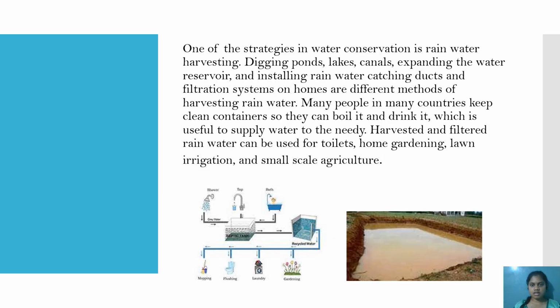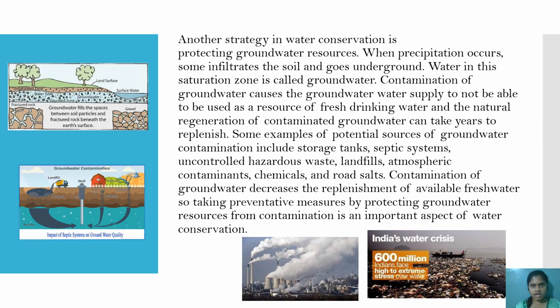One of the strategies in water conservation is rainwater harvesting. Digging ponds, lakes, canals, expanding the water reservoir and installing rainwater catching ducts and filtration systems on houses are different methods of harvesting rainwater. Many people in many countries keep clean containers so they can boil it and drink it, which is useful to supply water to the needy. Harvested and filtered rainwater can be used for toilets, home gardening, lawn irrigation, and small scale agriculture. And here it's important, I gave a picture of Krishi Honda, which stores the rainwater and helps farmers to irrigate the land.